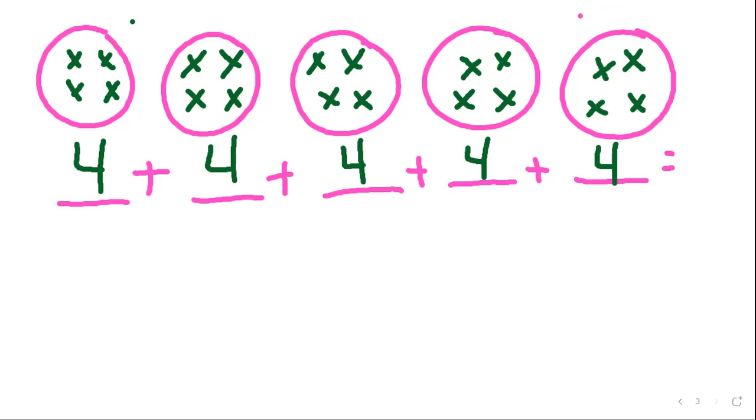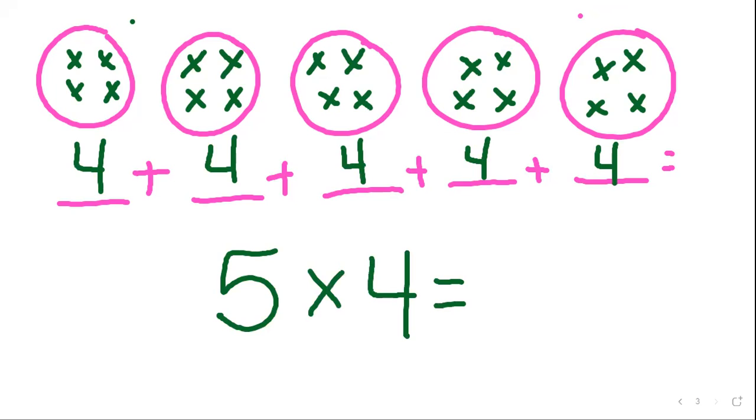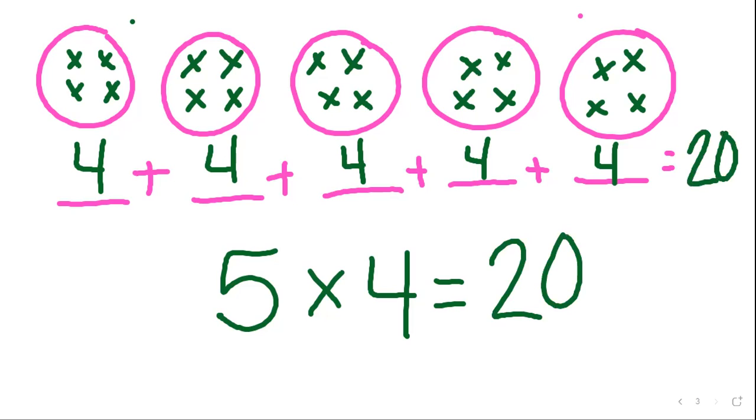Now, I have 5 groups of 4. So if I just wanted to go ahead and write my multiplication equation, I would have my 5 groups times my 4 in each group. How many green stars do I have altogether? I have 20. So 5 times 4 equals 20. So this is repeated addition. When I'm doing repeated addition, I'm adding the same number over and over and over again, right? Let me show you a different format, but we're going to be doing the same thing, okay?